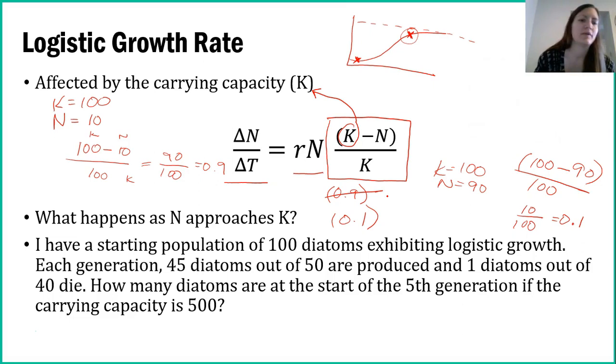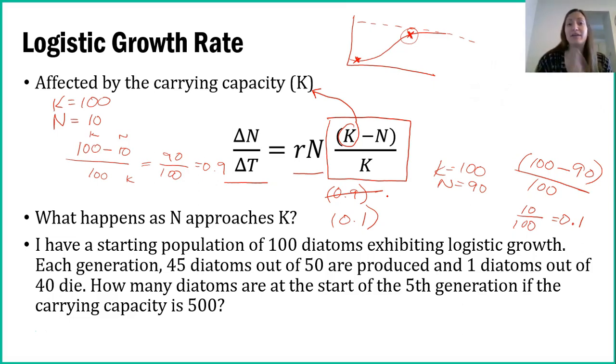So this bullet point of what happens as N approaches K is just saying, when N is pretty close to K, how does the population change? Well, we're not adding a lot of individuals. Well, what if N is really far from K? Then we're probably going to add a lot more individuals. Okay, I just wanted to explain that because it helps to visualize what's actually happening in this equation. So down here I have a word problem.